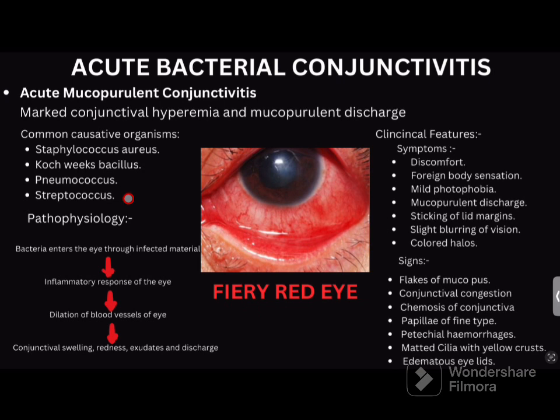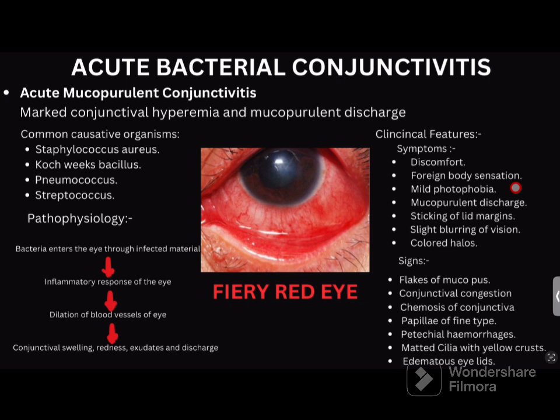What are the symptoms? The first and foremost symptom is discomfort and foreign body sensation. Now, why do you see this discomfort and foreign body sensation? Because of the inflammation, there is engorgement of the blood vessels, right? So, once the blood vessels are engorged, it will cause discomfort and foreign body sensation. Then the third symptom is your mild photophobia. That is nothing but difficulty to tolerate the light.